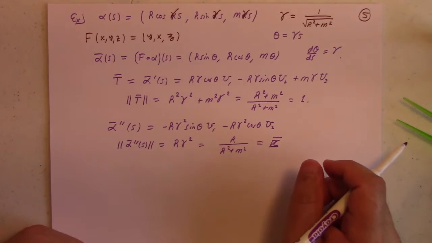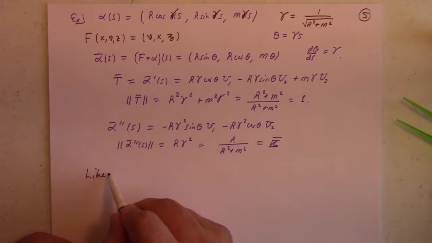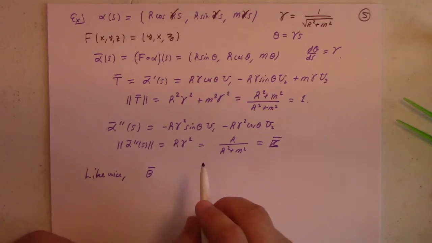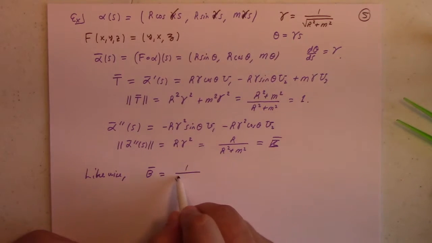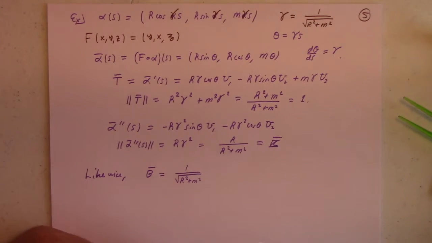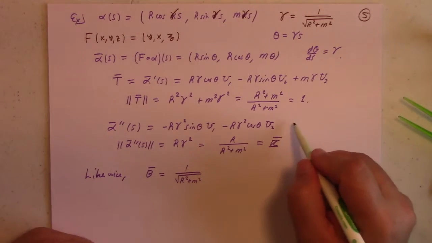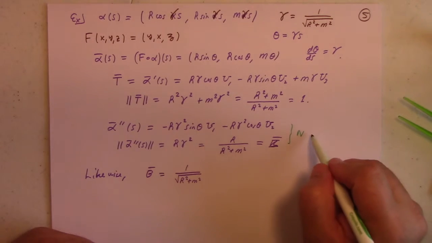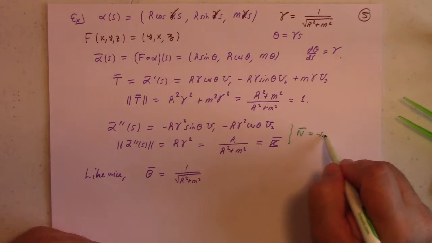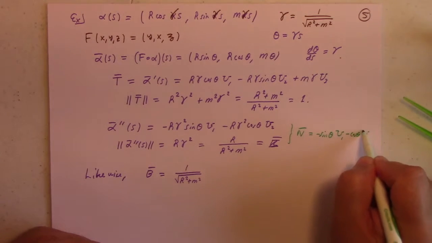So the curvature is not changed by an isometry. And likewise, you can calculate the binormal, 1 over the square root of r squared plus m squared. Take the cross product of, oh, sorry, I never wrote the normal yet. The normal, this tells me that the normal n bar is just equal to minus sine theta u1 minus cosine theta u2, okay?